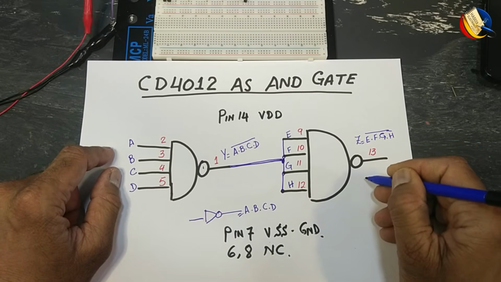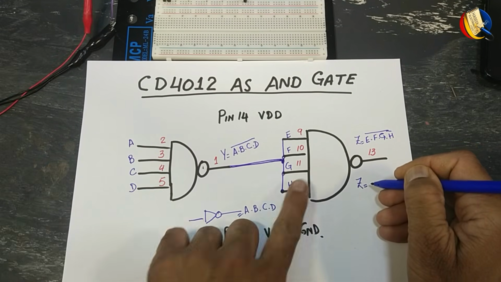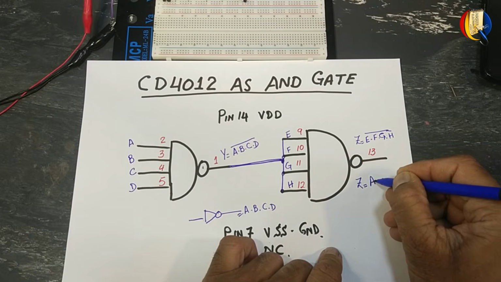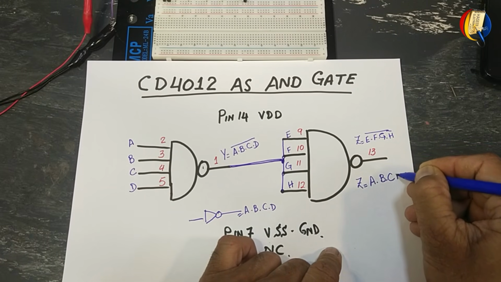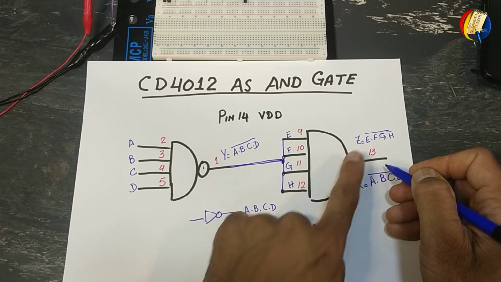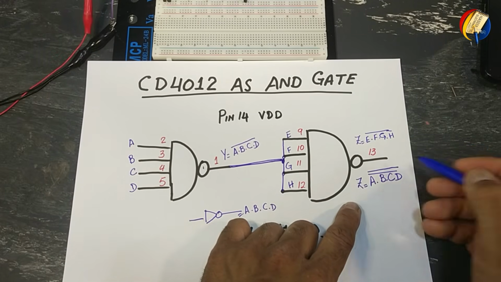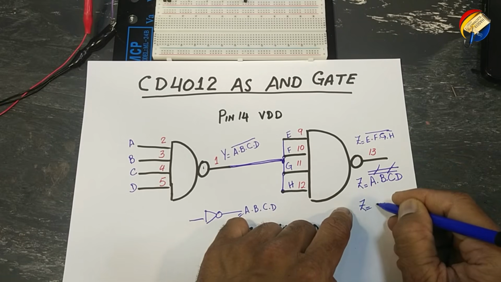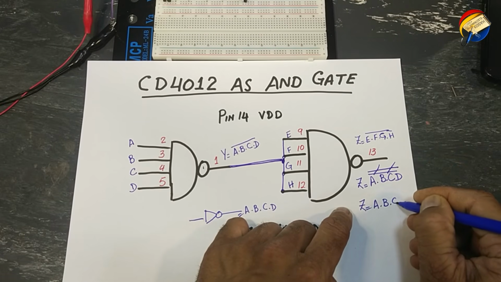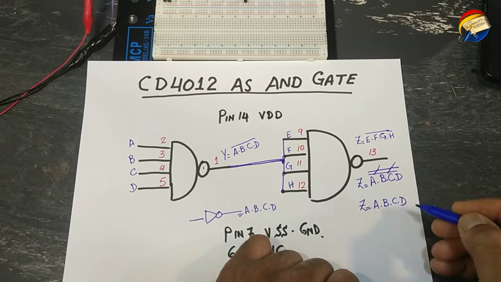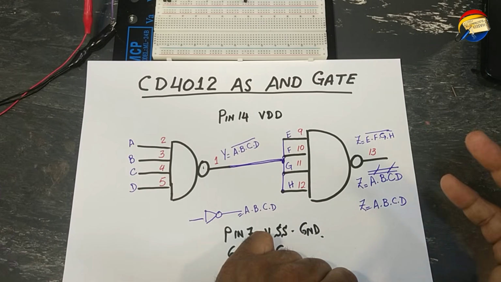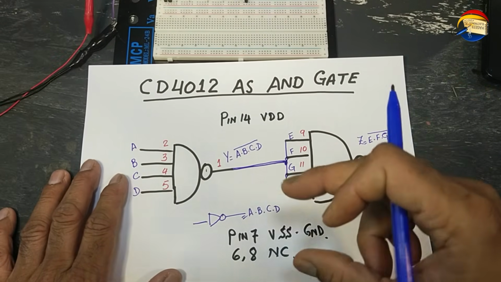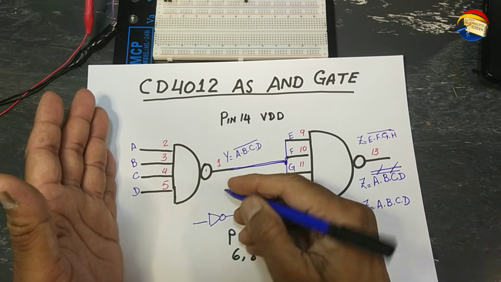So the output here, Z, will be equal to, now this is input and this is output, A dot B dot C dot D barred here, and the second inverter will invert it again. So both inverters will cancel each other. Z is equal to A dot B dot C dot D. That is purely the AND gate function. Let's use this combination. We can use this IC plus CD4049.